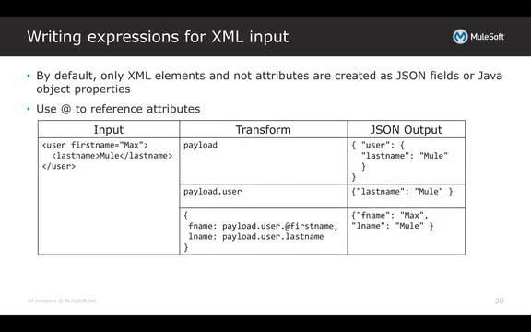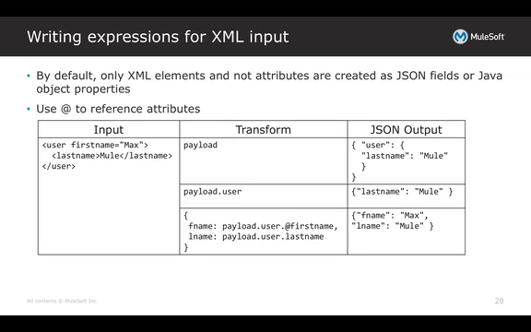So some more examples around writing expressions for XML input. By default, only XML elements and not attributes are created as JSON fields or Java object properties. And we need to use the @ to reference these attributes. So this is, again, going from the input this time of XML to an output of JSON or Java. So just going from payload, no big deal. We'll wrap the user in the last name, just respectively as it is in the XML.